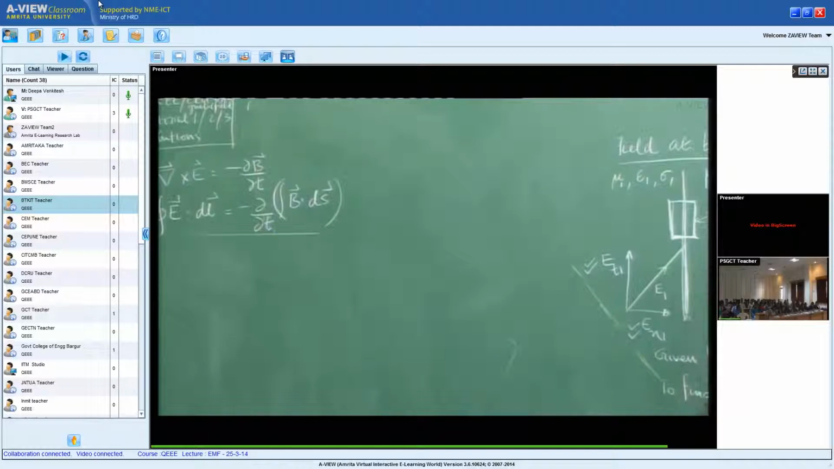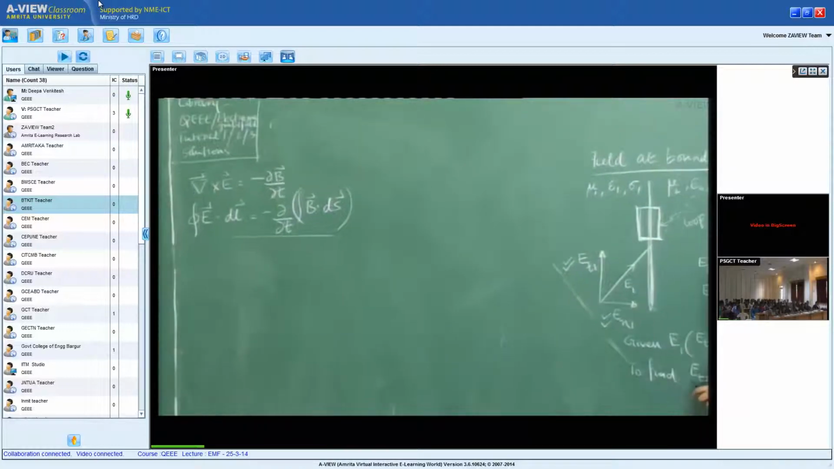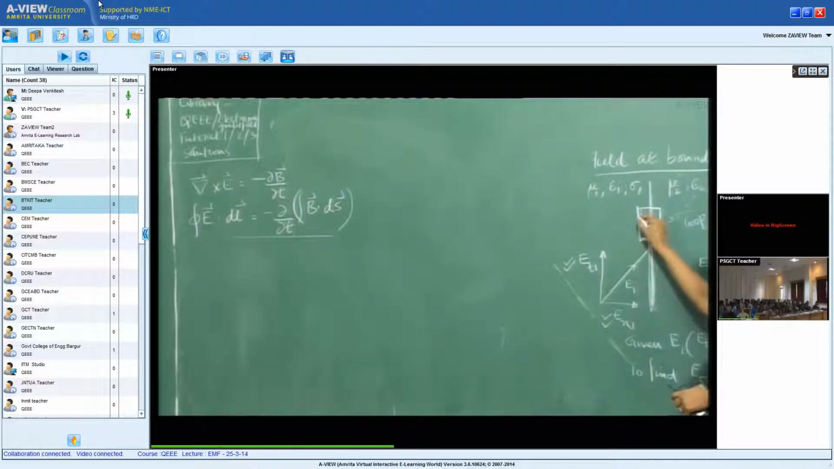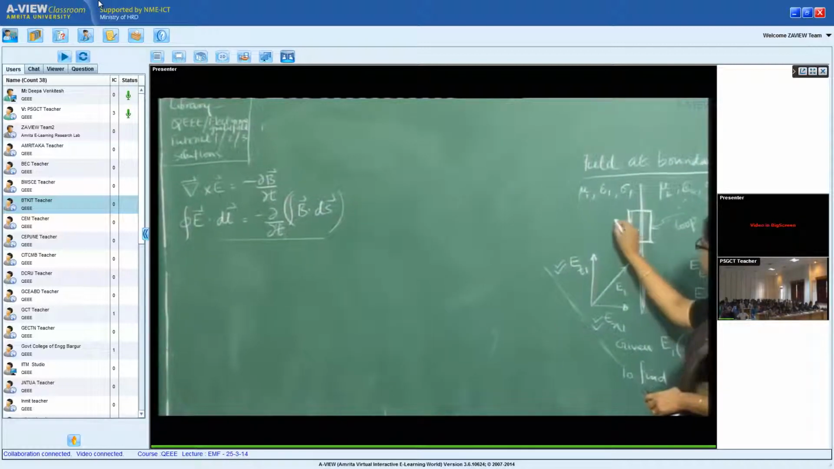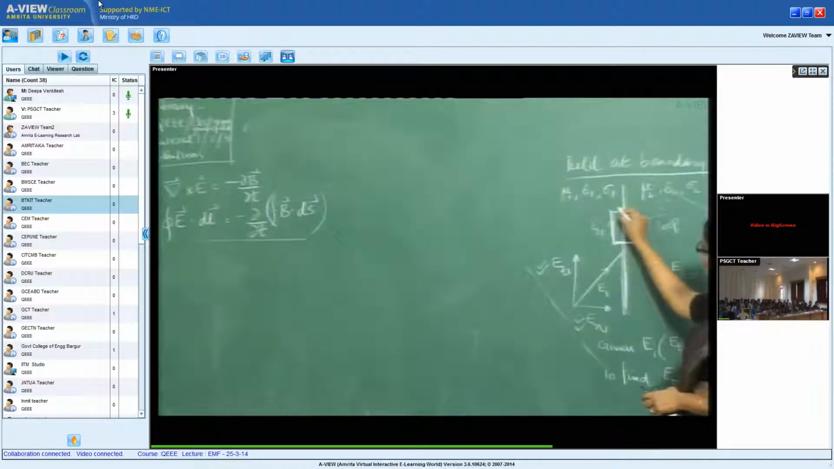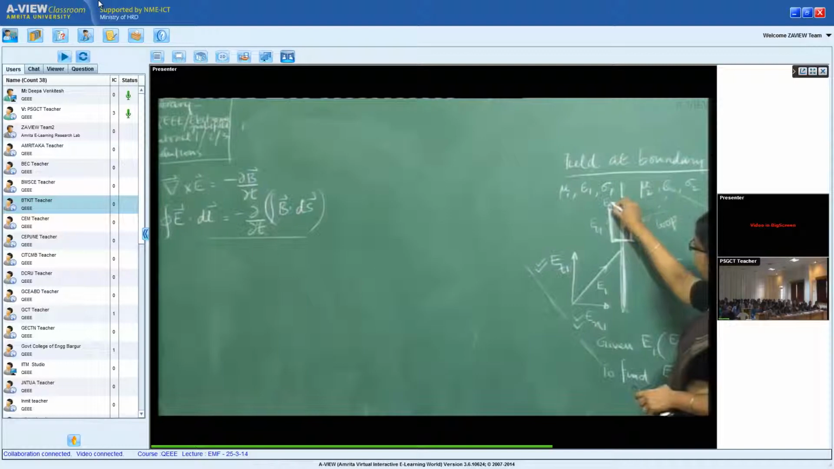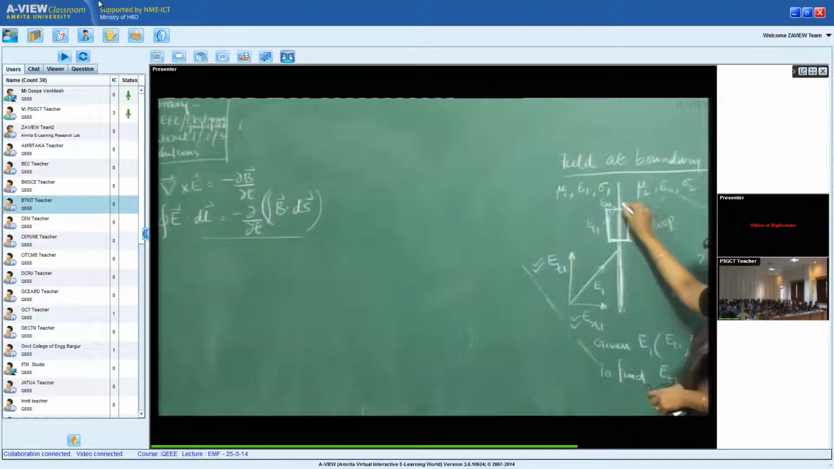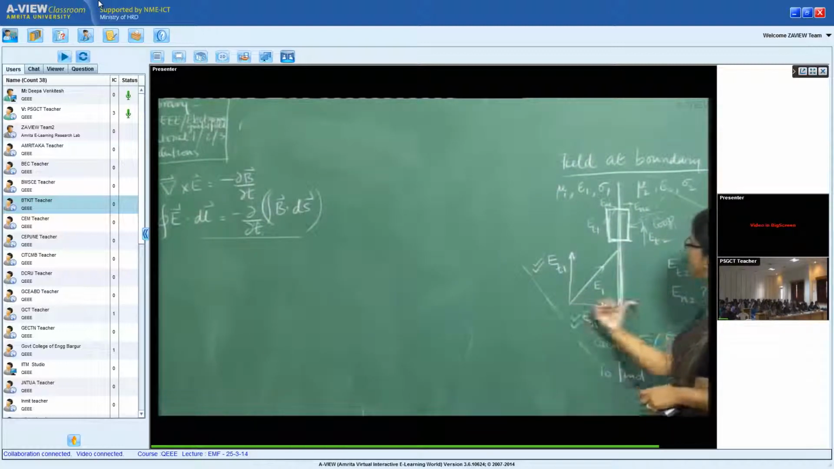Now I know the tangential and normal components. The component of E along this direction is ET1. The component of E along this direction is EN1. The component of E in the second medium is, let us say, EN2. This is ET2, because this is my tangential direction and this is my normal direction.